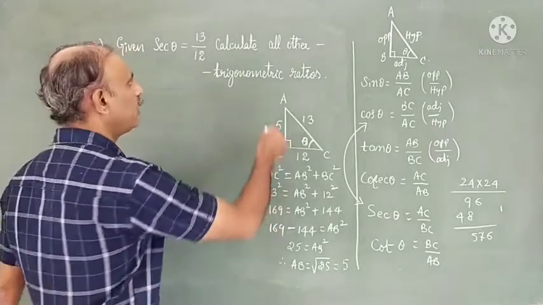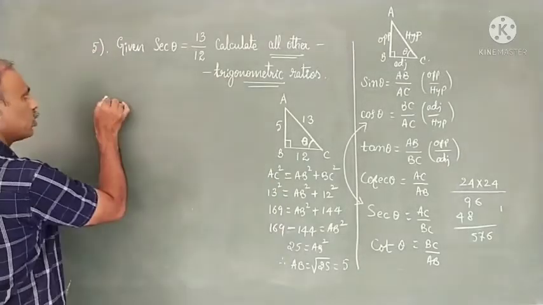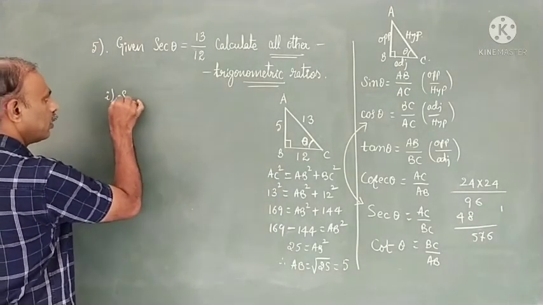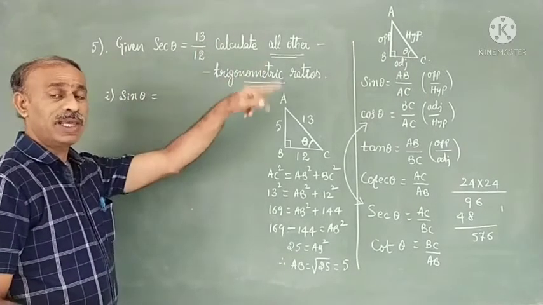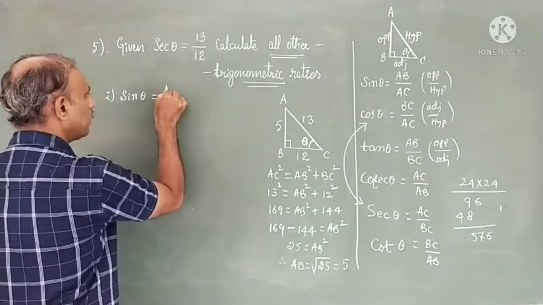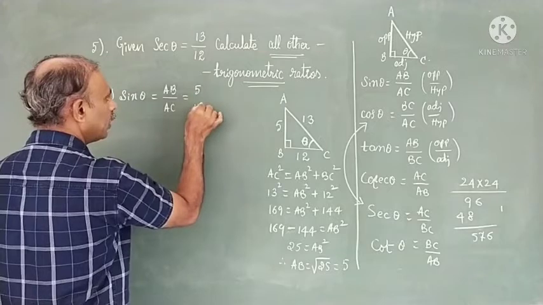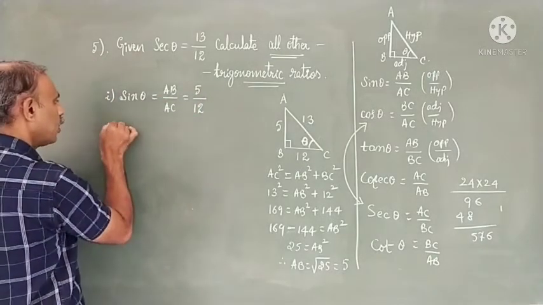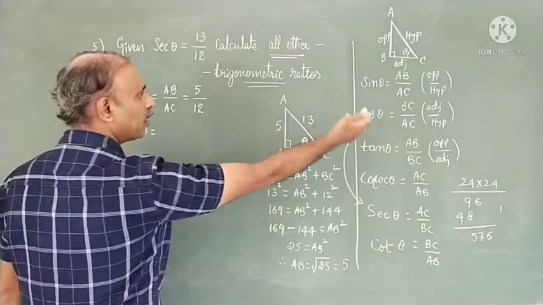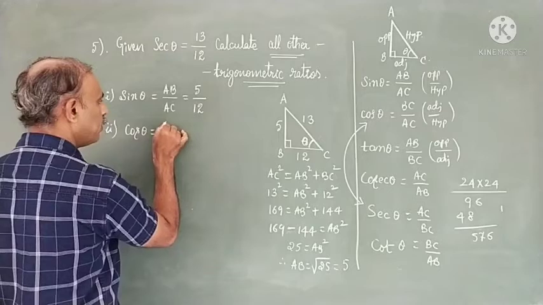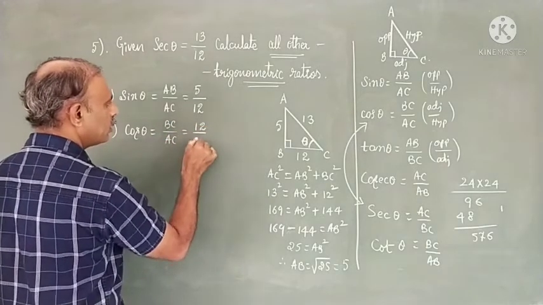So now we need to write all the trigonometric ratios. All the trigonometric ratios we need to find. It's very easy. First one, sin theta. With respect to theta, sin means opposite by hypotenuse, AB by AC. How much AB? 5 by 12. Next, cos theta. Cos means adjacent by hypotenuse. See, adjacent means BC by AC. BC is 12 by 13.